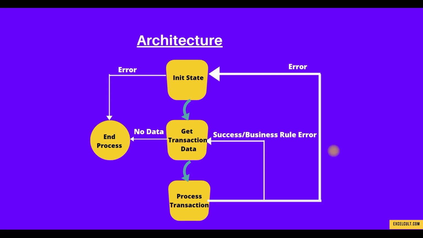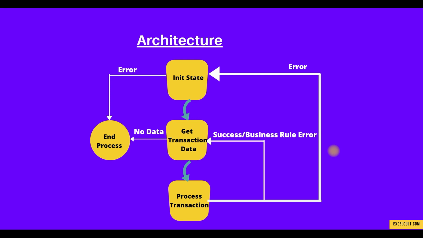As you can see, there are different arrows pointing to different states again. Let's look at success. If it's a success case, then from process transaction it is going back to get transaction data. So it was asking the next customer to go inside the counter after the security check. And then you can see a new term, maybe for you, which is business rule error.